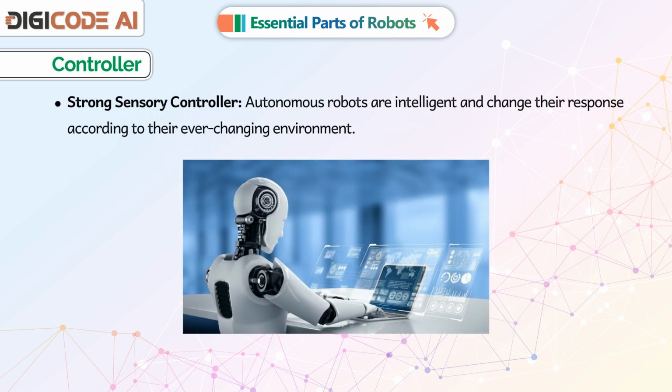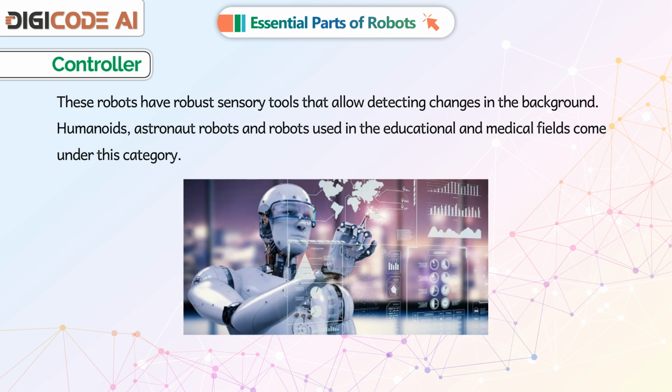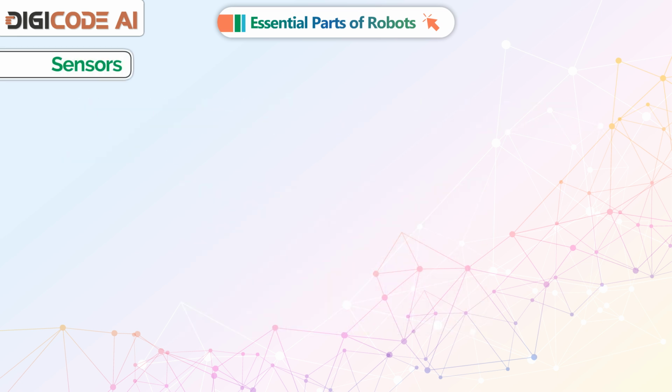Strong sensory controller. Autonomous robots are intelligent and change their response according to their ever-changing environment. These robots have robust sensory tools that allow them to detect changes in the background. Humanoids, astronaut robots, and robots used in the educational and medical fields come under this category.